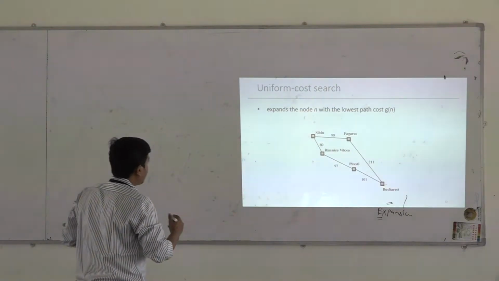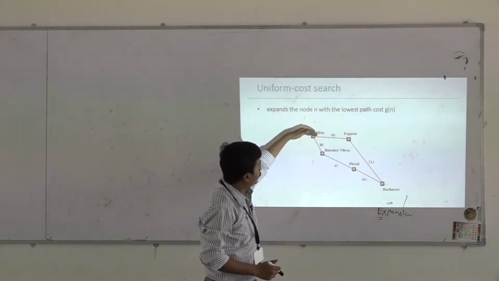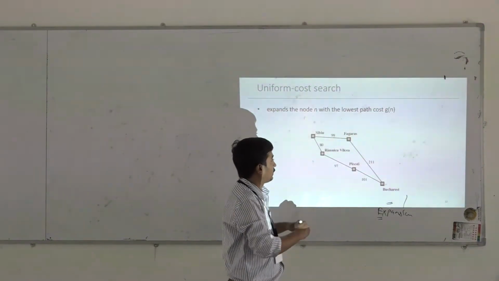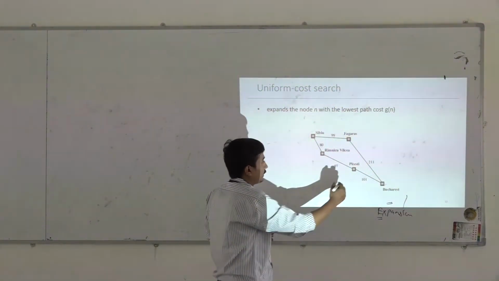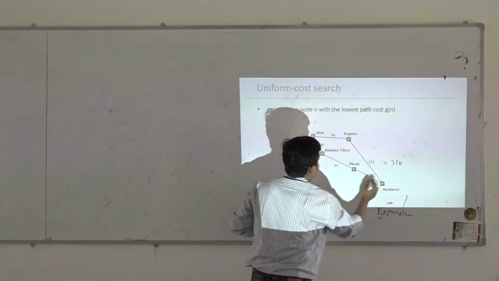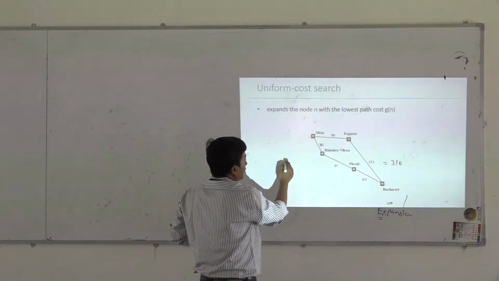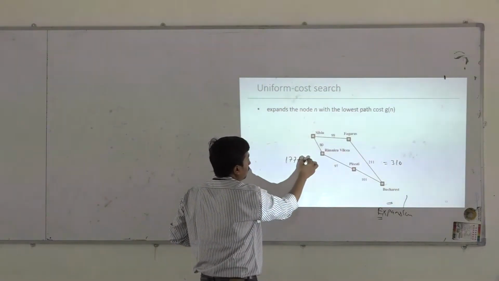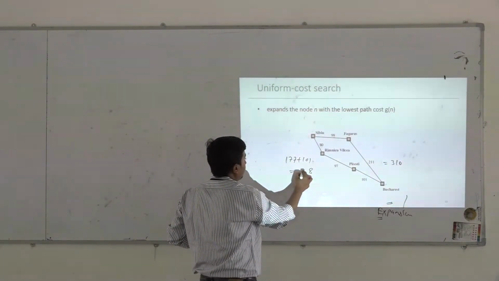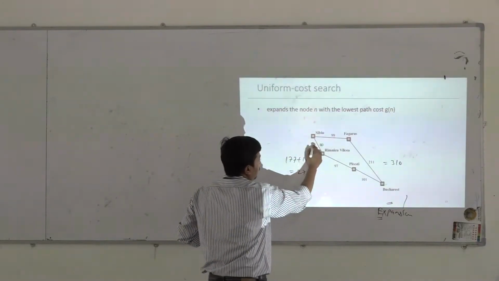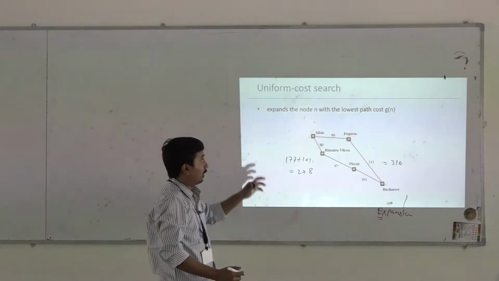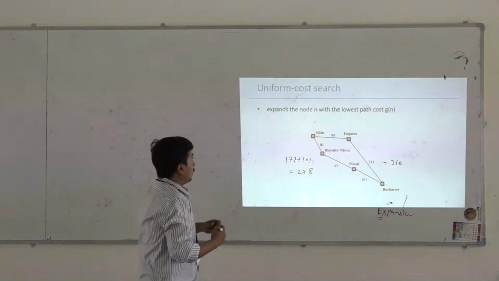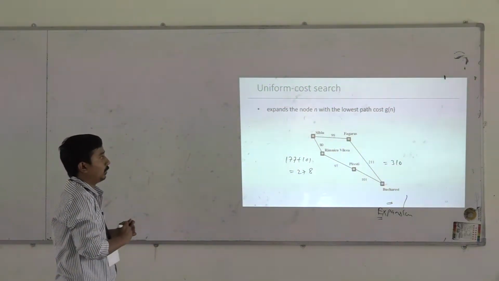If you compare these two paths, there are two paths possible. The path cost of this path is 210 plus 99, that is 310. And this is 80 plus 97 plus 101, that is 278. So this path is the optimal one, and our algorithm should give us this path. So we expand the node with the lowest path cost.